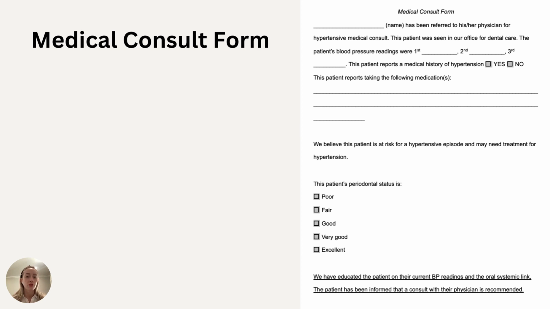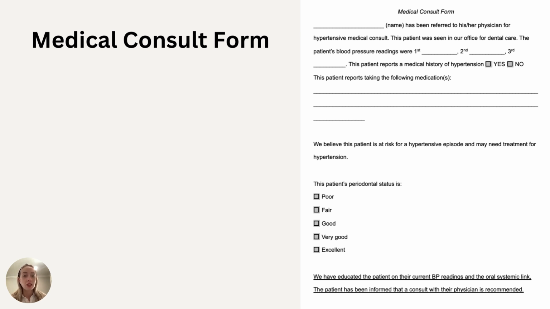We believe this patient is at risk for a hypertensive episode and may need treatment for hypertension. So just because the patient is already diagnosed with hypertension or already taking hypertensive medication, if their blood pressure is still high or uncontrolled, they need to go back to their physician. They need to figure out why this medication isn't working or what's going on. Oftentimes, patients require more than one hypertensive medication to manage their hypertension, or oftentimes the medication stops working for them after some time, and they need to change their medication in order to get the same results. So just because they are diagnosed and taking hypertension medication does not mean it is not a problem still.